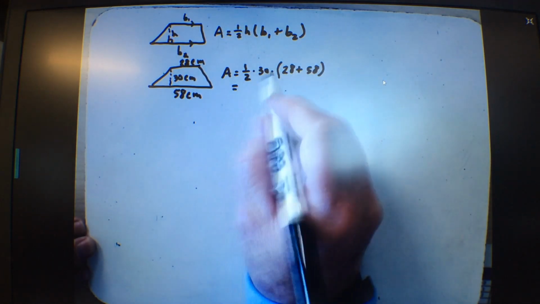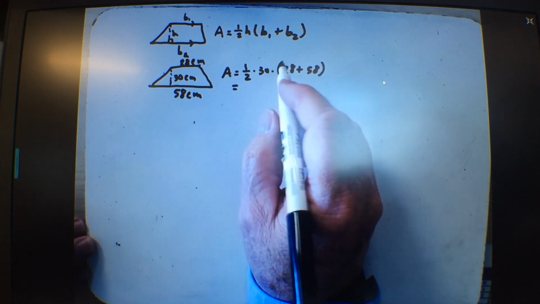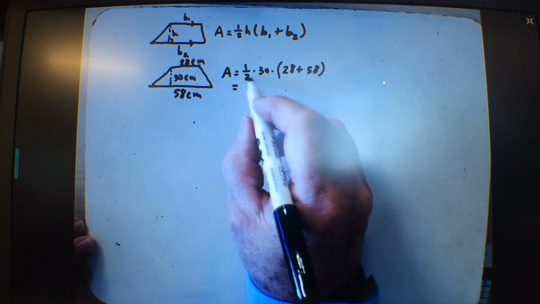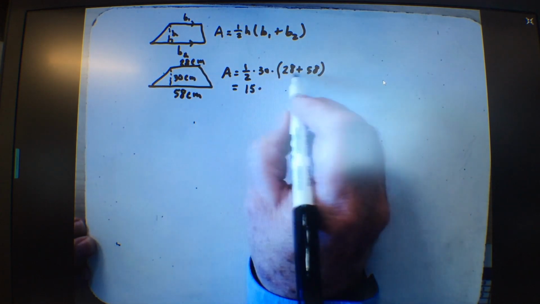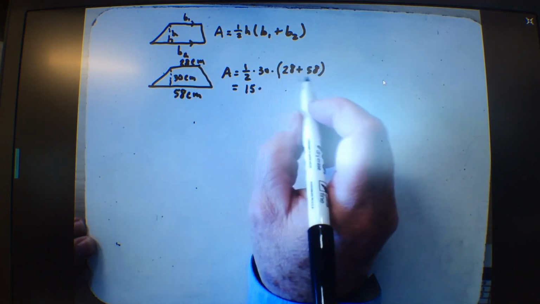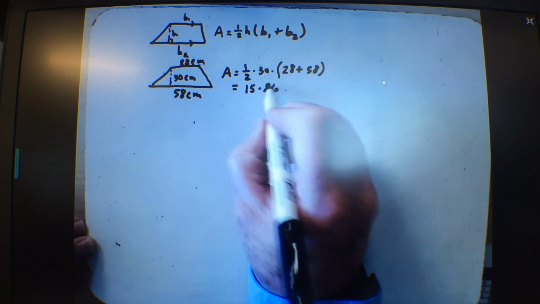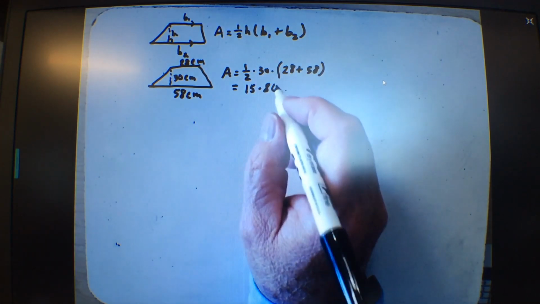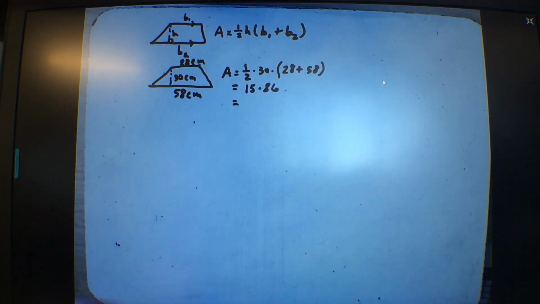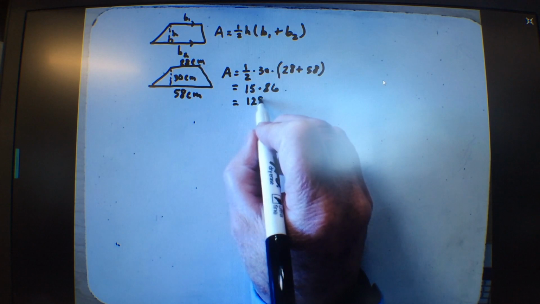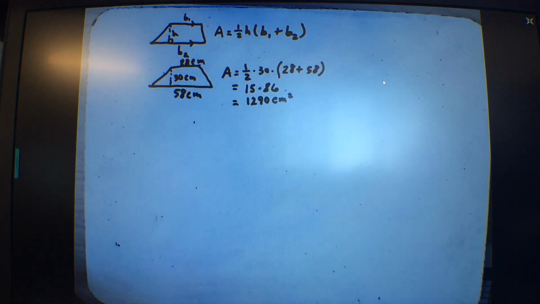Now it's awesome when we get even numbers, because anytime we take 1/2 of them, that's great. So 1/2 of 30 is 15. I can do that outside, but then I have to add these together before I multiply. And I believe that is 86. If I take 86 times 15, I get 1,290 centimeters squared.